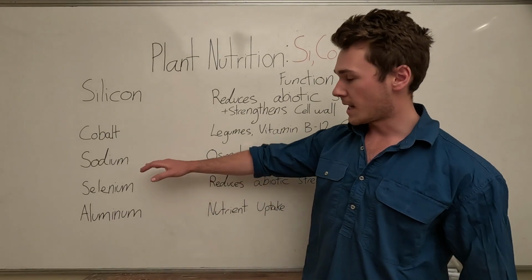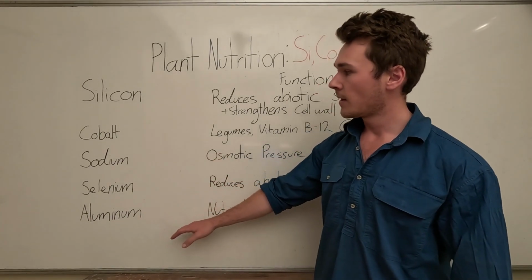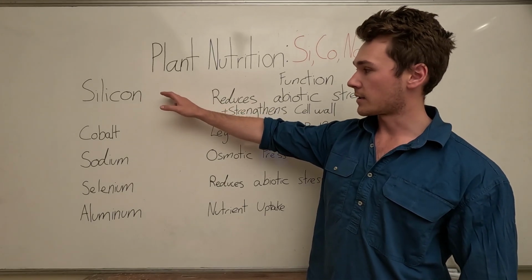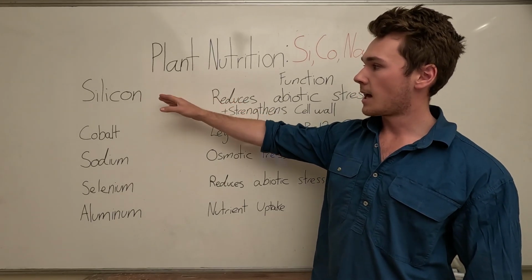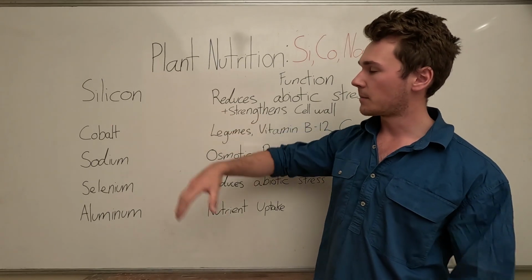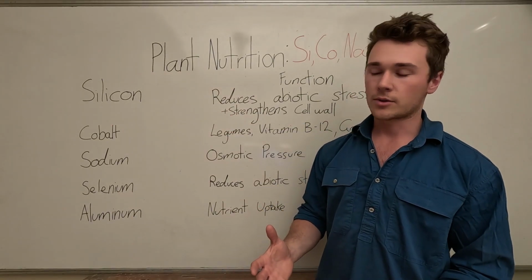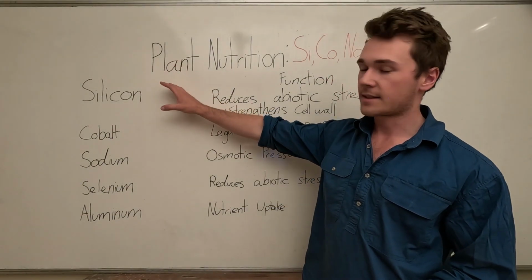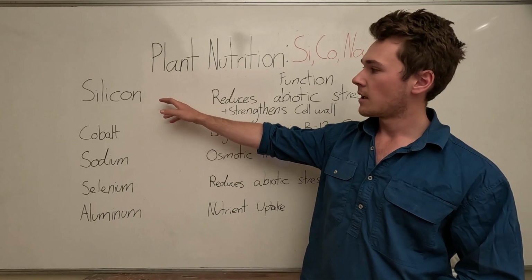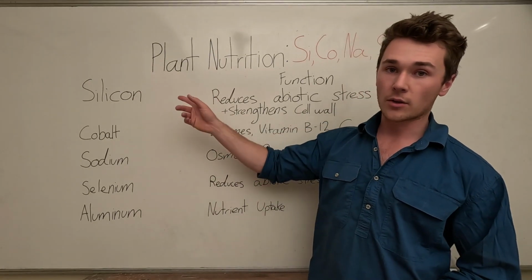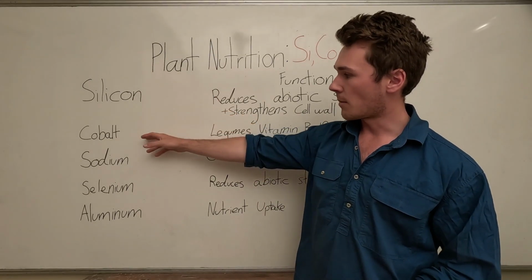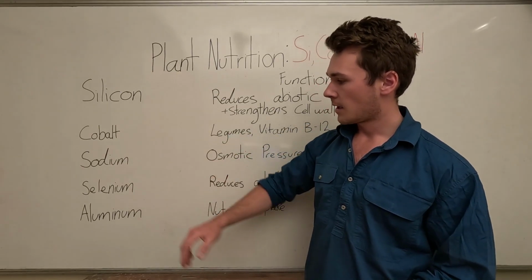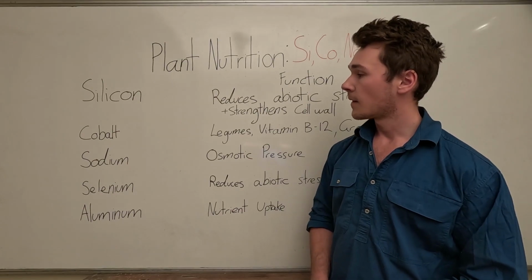Two of these you probably never have to apply, sodium and aluminium. However, silicon actually makes up most of our soil, but it's hard for our plants to access because it's typically only available through biological activity. So having a really biologically robust soil helps increase our silicon concentration. Otherwise, a foliar spray can also work. Cobalt can be applied as a foliar spray, and selenium as well.